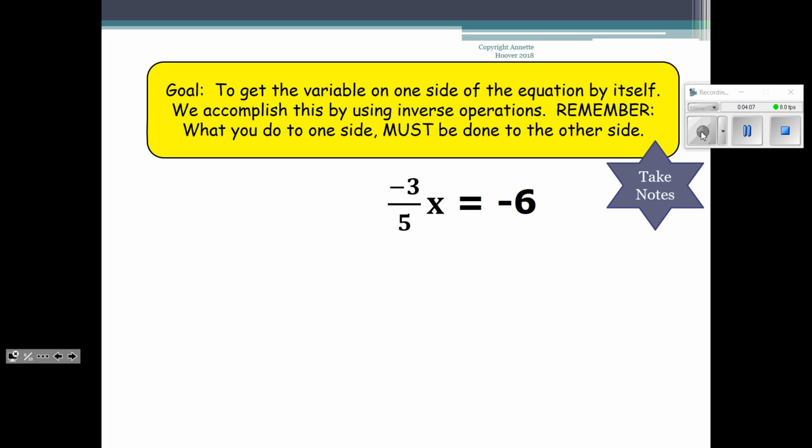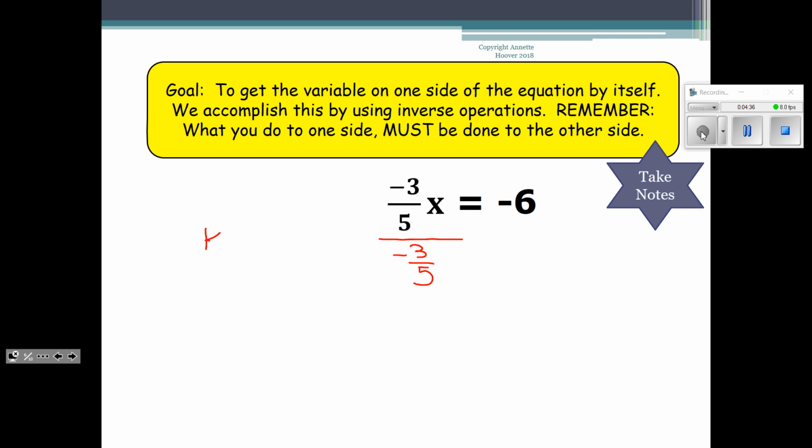Here we have a fraction. Negative 3/5 times an unknown number equals negative 6. When you have a fraction that's being multiplied by the variable, if you remember that with multiplying by fractions, we're doing the inverse operation, which means we want to divide by this fraction. But when dividing fractions, we actually don't divide. We multiply by the reciprocal.